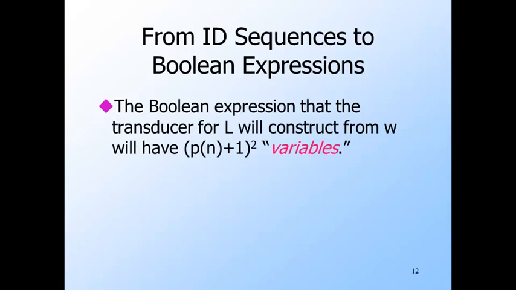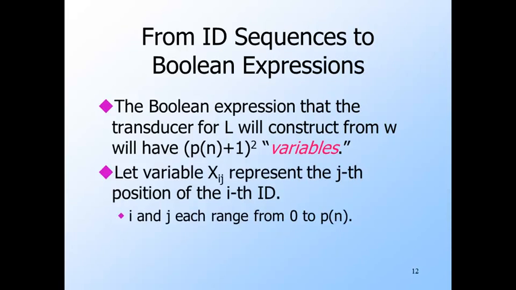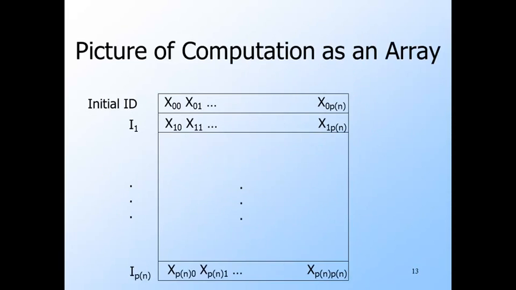But these variables are not the propositional variables of Boolean logic. Rather, they are collections of propositional variables that together represent the symbol in a particular position of a particular ID. That is, the variable we'll call x_ij represents the jth position of the ith ID. Thus, i and j are each in the range 0 through P of n inclusive. Think of the variables arranged in an array. The rows represent successive IDs, and the columns represent positions in those IDs. We'll start with the initial ID, with the start state, input W, and the rest of the positions blank.